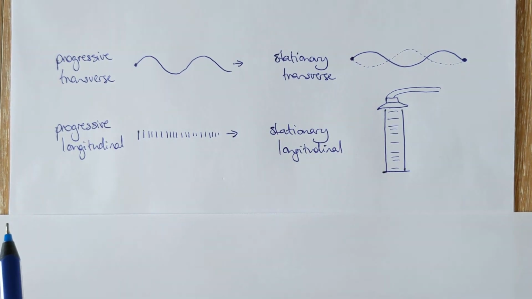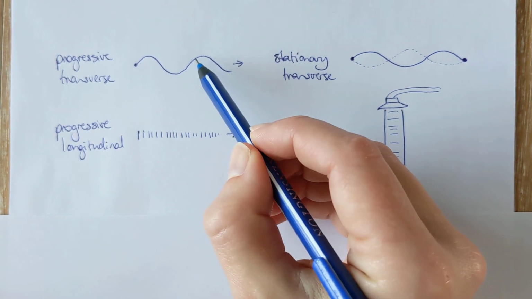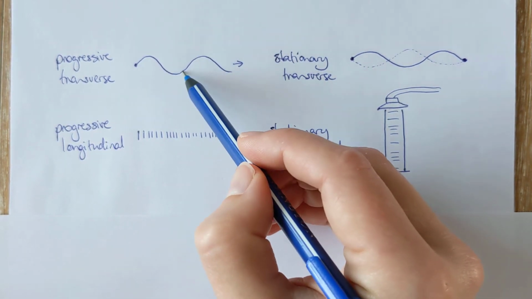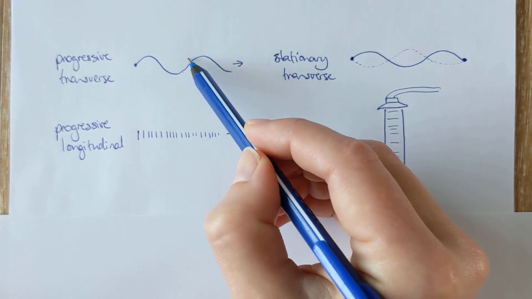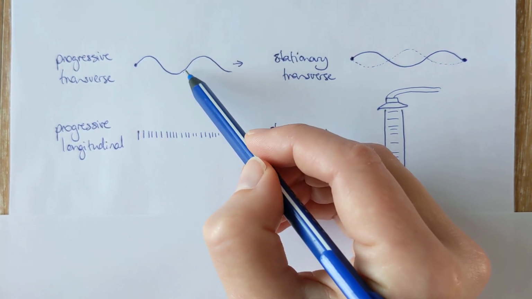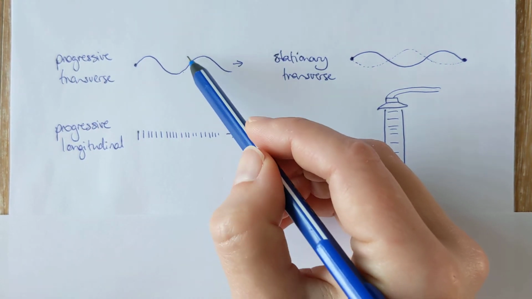And for progressive waves, every point on the wave has the full range of motion. So if we imagine our blob of paint again on the slinky spring, the blob of paint is going to go all the way to the peak and all the way to the trough and so on as the wave goes past it.